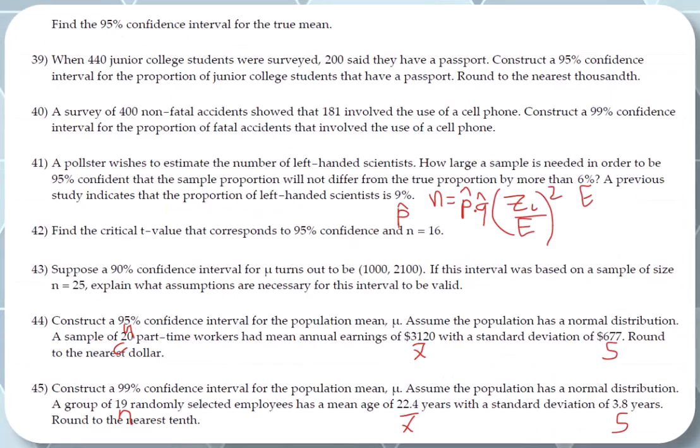Next question. 41. A pollster wishes to estimate the number of left-handed scientists. How large a sample is needed in order to be 95% confident that the sample proportion will not differ from the true proportion by more than 6%? So this is now a sample size question, but about the proportion, and this is the formula that will be provided to you. The difference between the sample proportion and the true proportion is usually the margin of error. So he gives you the margin of error, guys. It's to be 6%, which is 0.06.